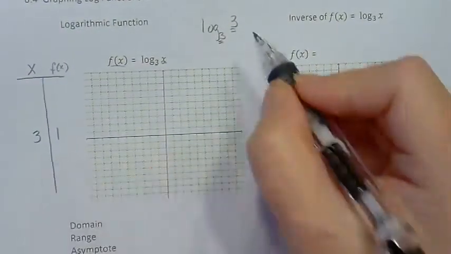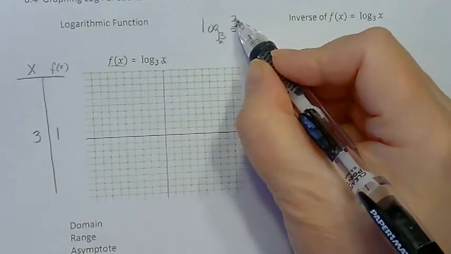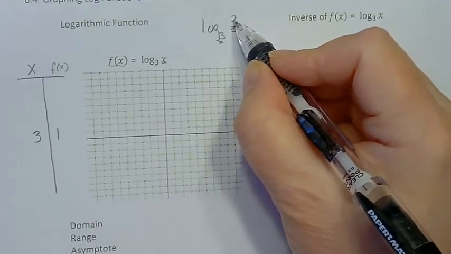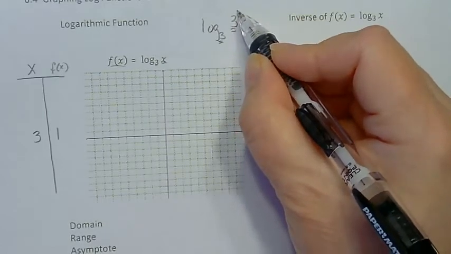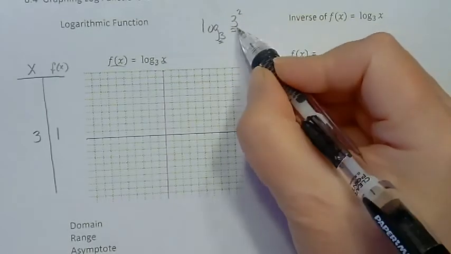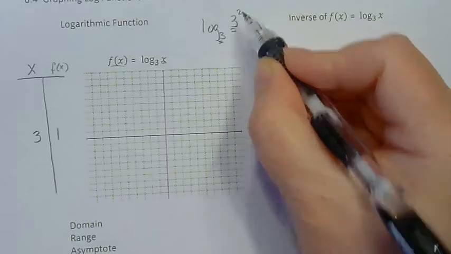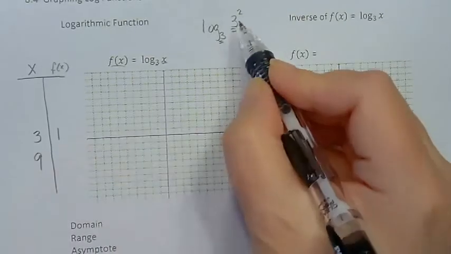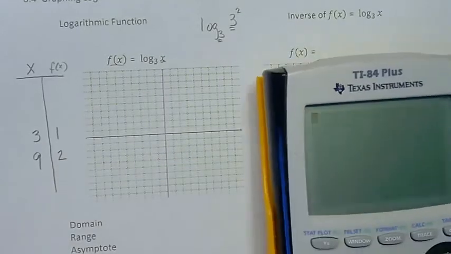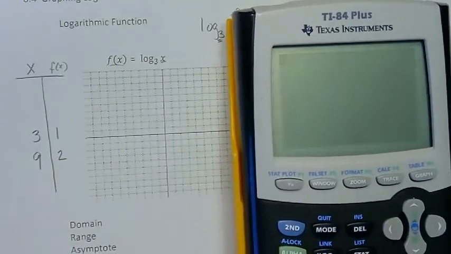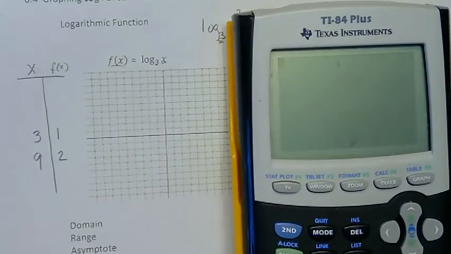The next number I want to choose would be another multiple of 3, like maybe 3 squared. Because when I put in 3 squared, or 9, for x, the answer is going to be 2. I'll show you how I get those, and we'll talk more about how those answers happen when we do properties of logs. But let's go ahead and type this in our calculator.